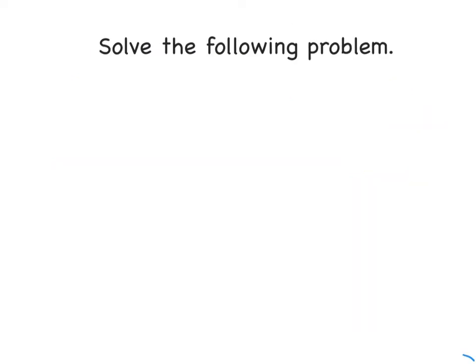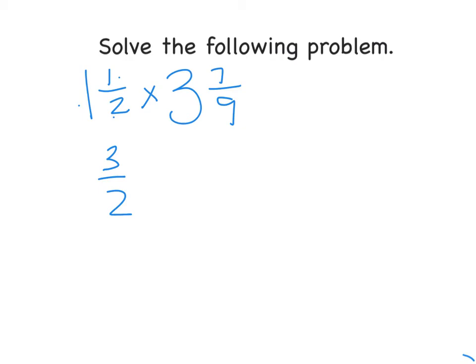Let's look at another problem. If I have 1 1/2 times 3 7/9, here's what I would do. First, I need to turn them into improper fractions. So 1 times 2 is 2, plus 1 is 3, so I have 3 halves. Over here, 9 times 3 is 27, plus 7 is 34 over 9. I'm multiplying those two together. I'm going to simplify first. 3 goes into 3 once, 3 goes into 9 3 times.